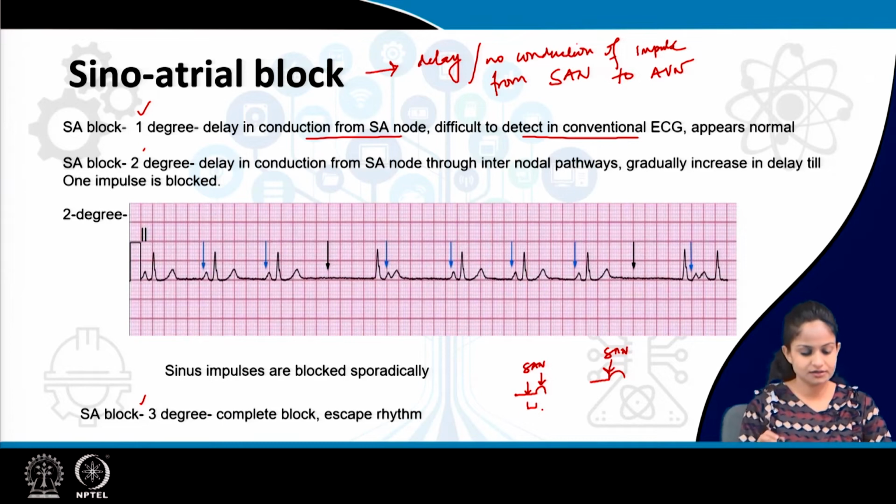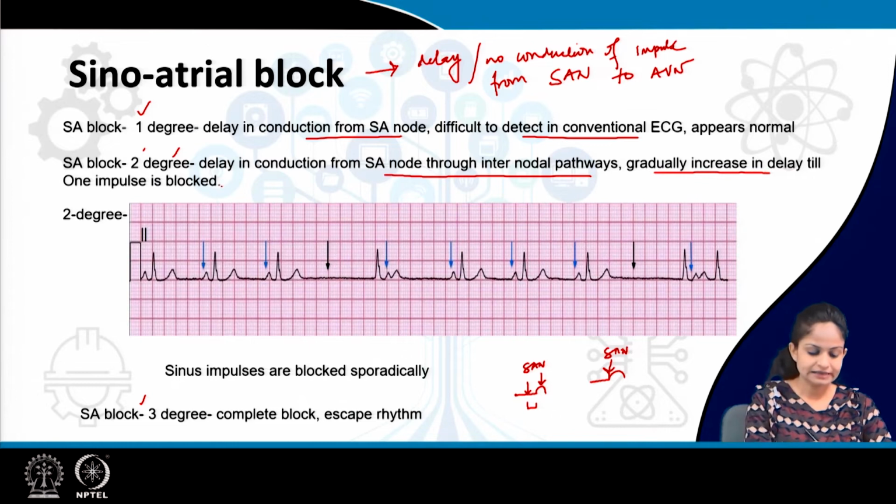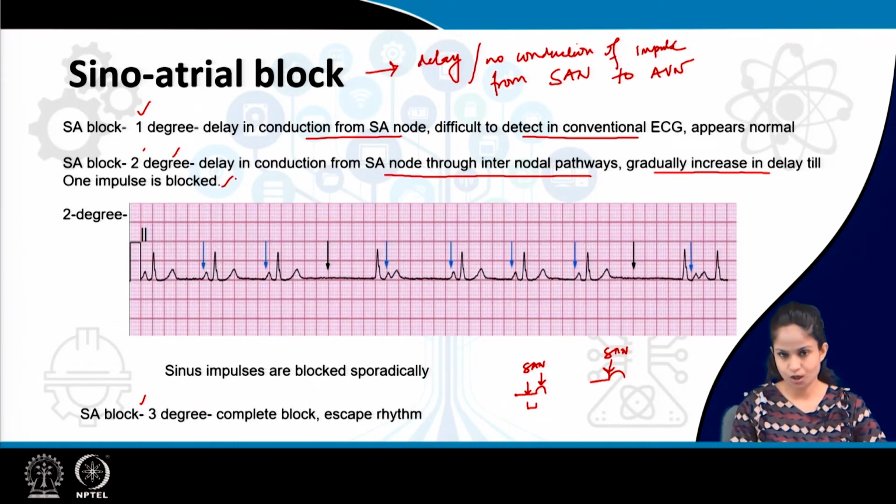So, first degree SA block is a delay in the conduction from the SA node. Intracardiac studies are to be done for that. Now, SA node second degree: in the second degree there is a delay in the conduction from the SA node throughout the internodal pathways. So, there will be a gradual increase in the delay till one impulse is blocked.